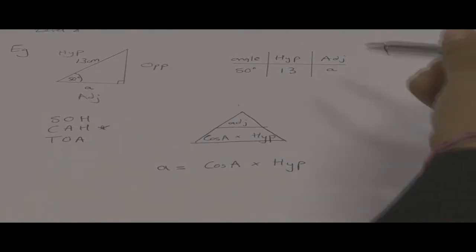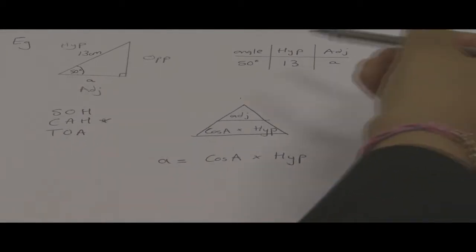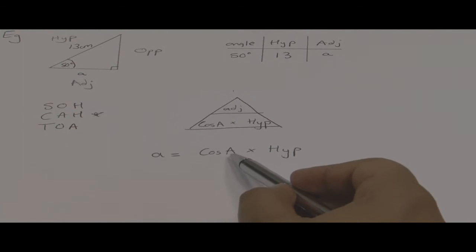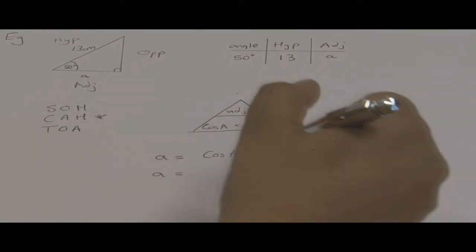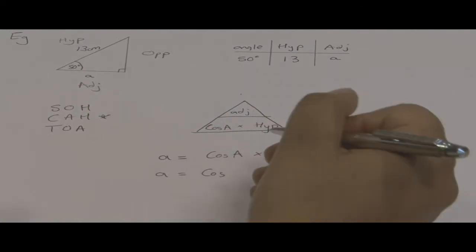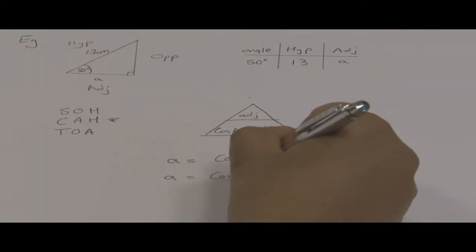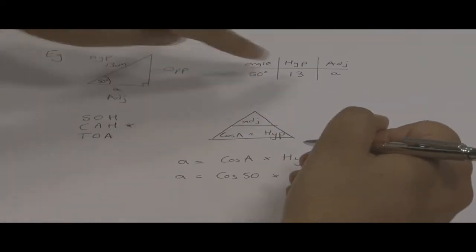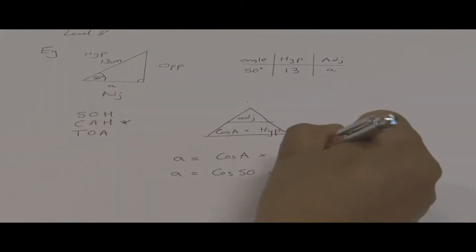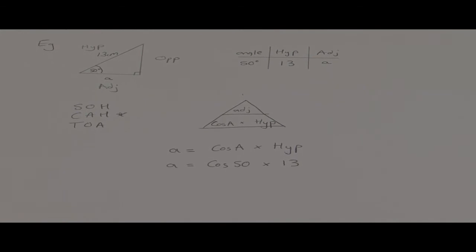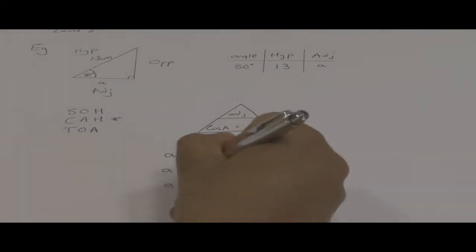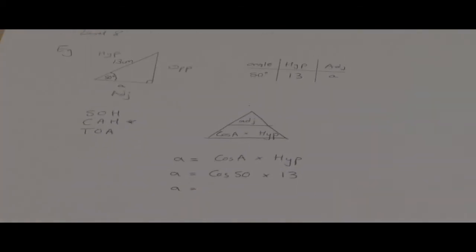Now we're going to use our table to substitute the numbers into this formula. The adjacent that we're looking for is going to be cos of the angle. We know the angle's 50 degrees, times by the hypotenuse, which is 13. So we substituted it in, and all we've got to do now is solve it.